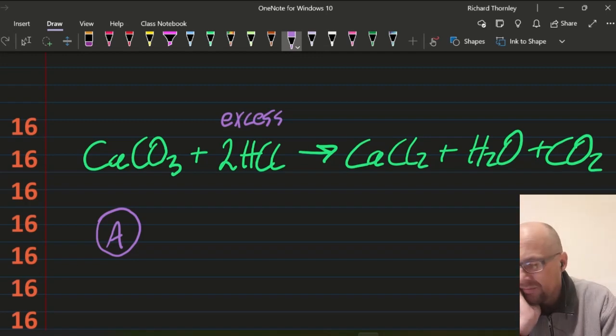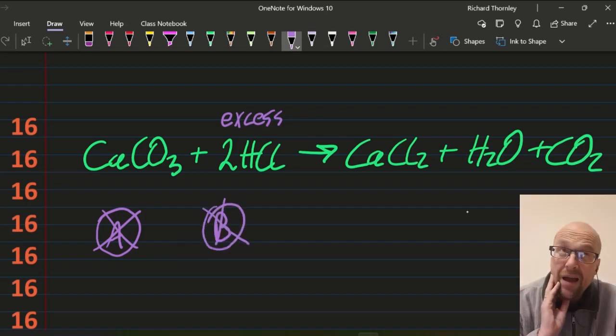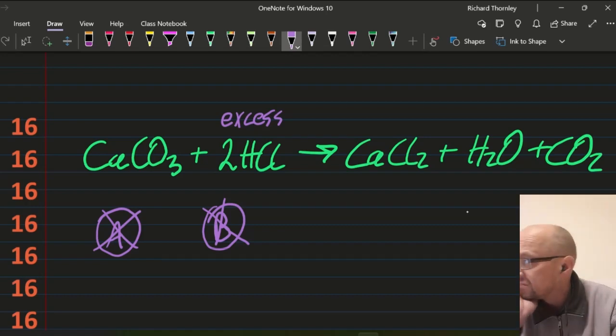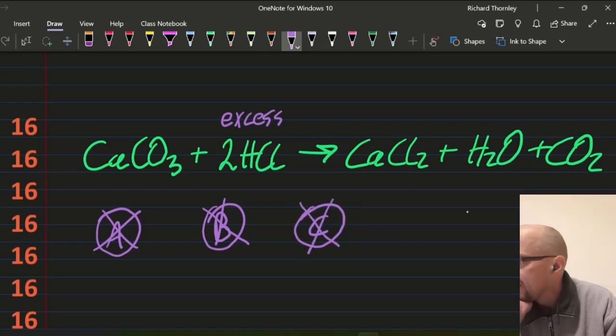So A's wrong. B, if I made it hotter, that would make it go faster. More collisions per unit time and more energy per collision. Increase the concentration of hydrochloric acid. Yeah. More concentrated acid reacts faster. Increase the volume. Yeah, okay.